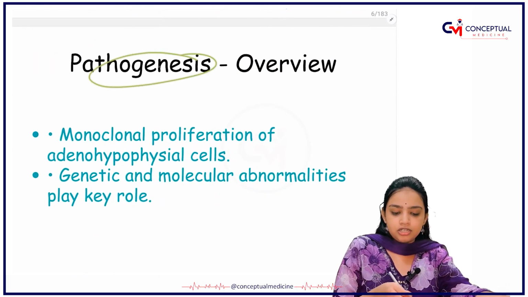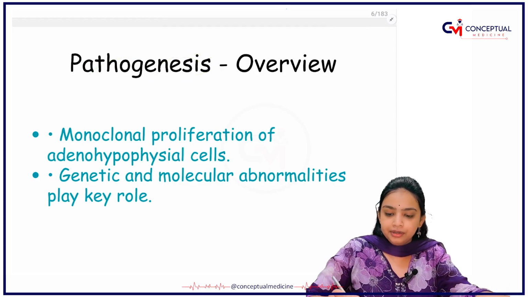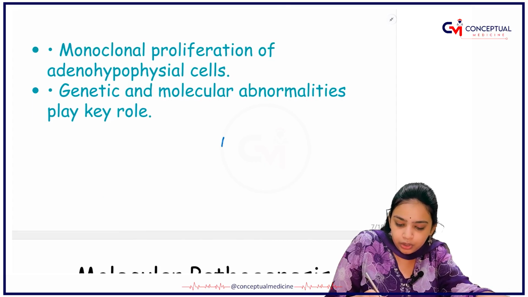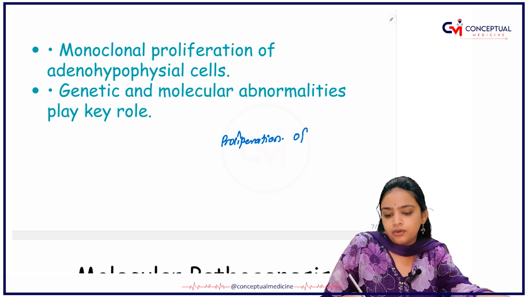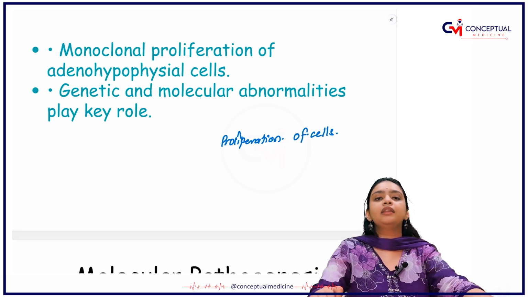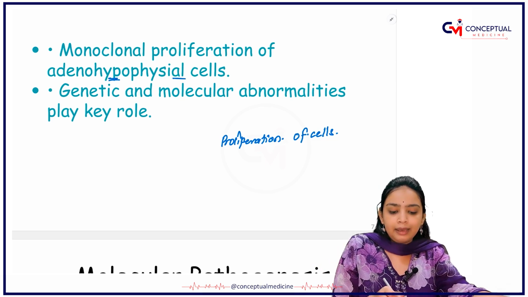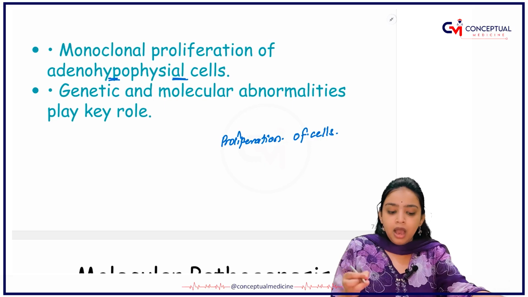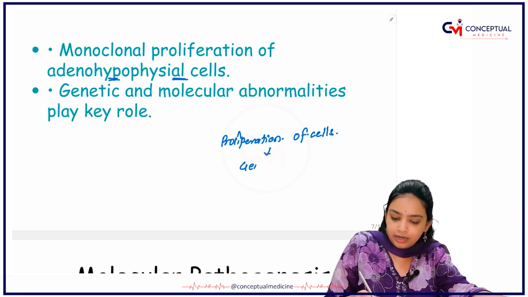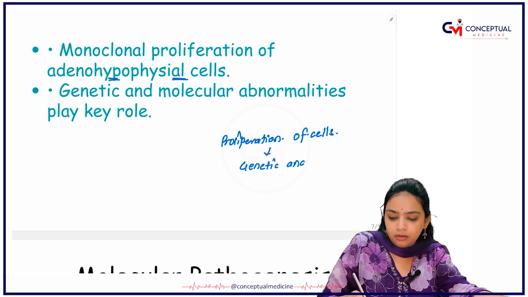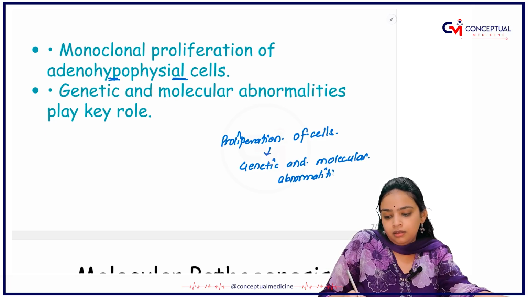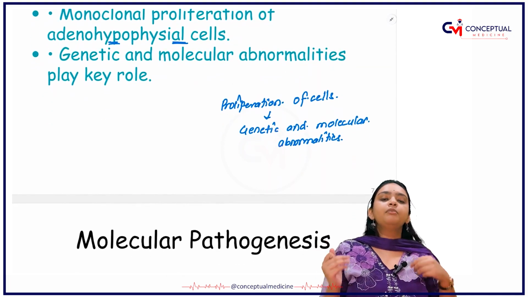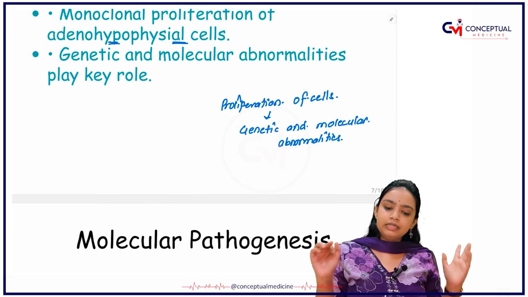So either it can be functional or it can be non-functional. If I talk about the pathogenesis or overview, there is a monoclonal proliferation of cells. What are the cells of the anterior pituitary? Your adenohypophyseal cells. So there is a proliferation of them. After that, there are genetic and molecular abnormalities taking place. We will see them in detail.